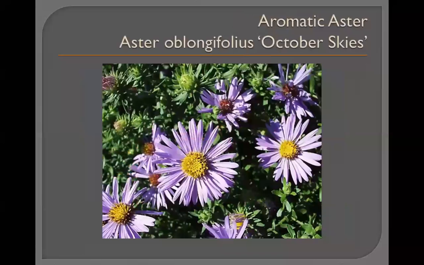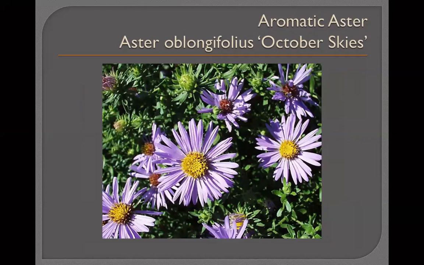Aromatic aster, October Skies, light lavender blooms in September and October. This forms a nice mound. This is one of those structural plants that you want to include within your design if you can, because it looks good as a nice mounded plant, and then it bursts into bloom later in the season. It gets maybe 2 foot by 2 foot in diameter.